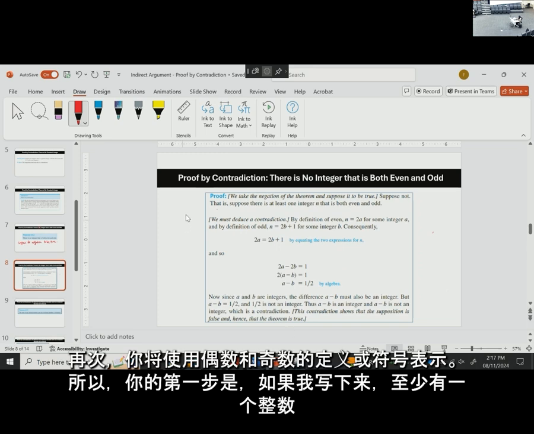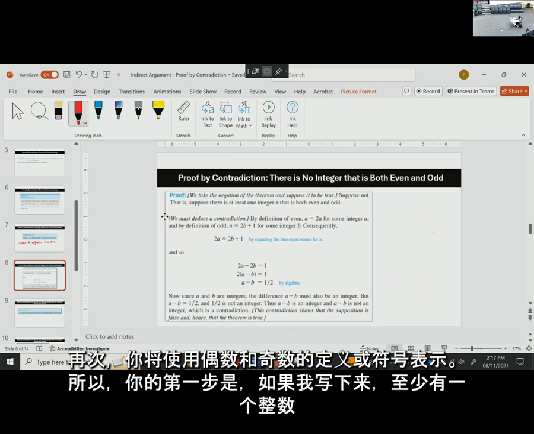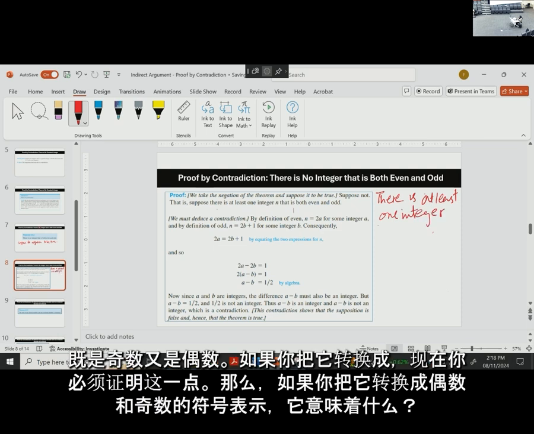Again, you will be using the definitions or symbolic representations of even and odd integers. So your first step was, if I write it, there is at least one integer that is both even and odd. If you transform it into, now you have to prove this.